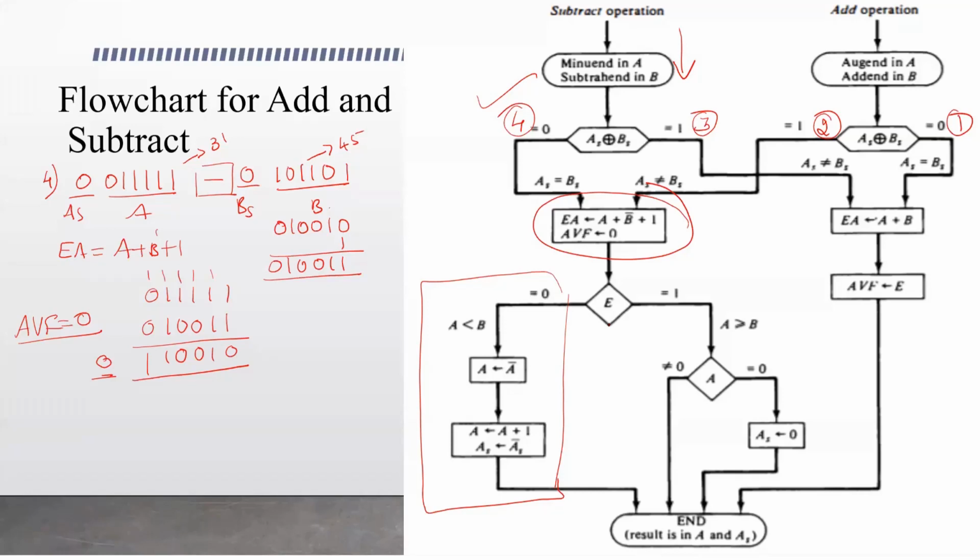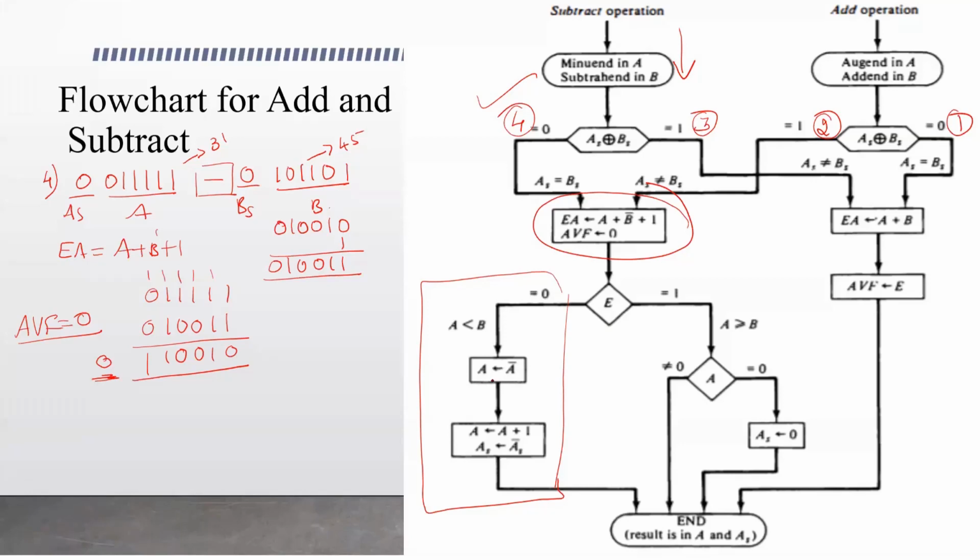Now the next step is to check E. When you check E, you get the value of E is 0. There is no carry here. That means the number we took as the first number, A, is less than B. For subtraction, the smaller number has to be subtracted from the bigger number, whereas we performed subtraction of the bigger number from the smaller number. So what we do is we invert the result.